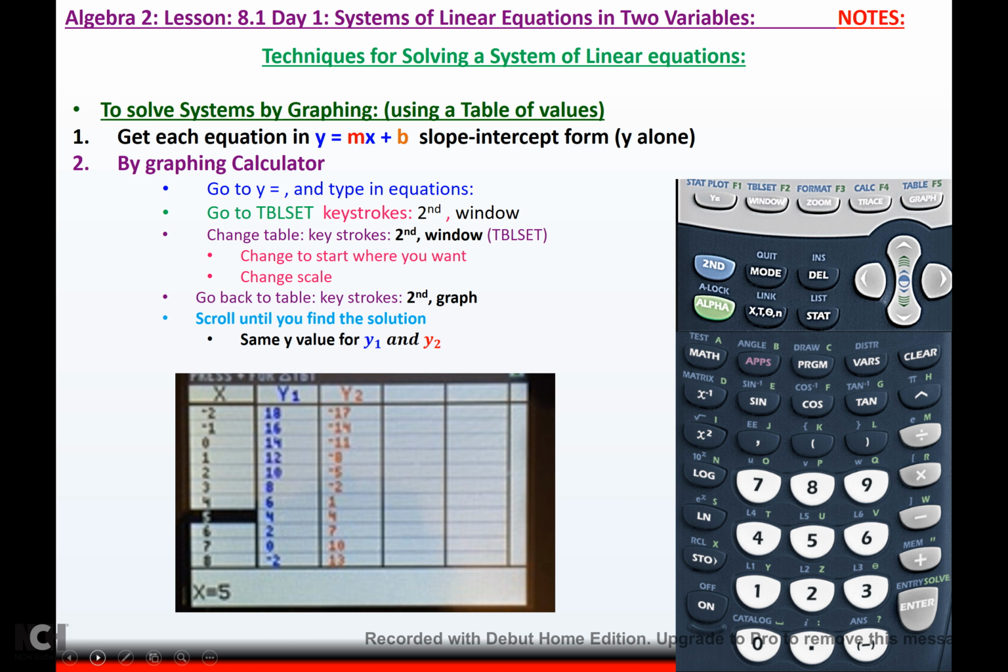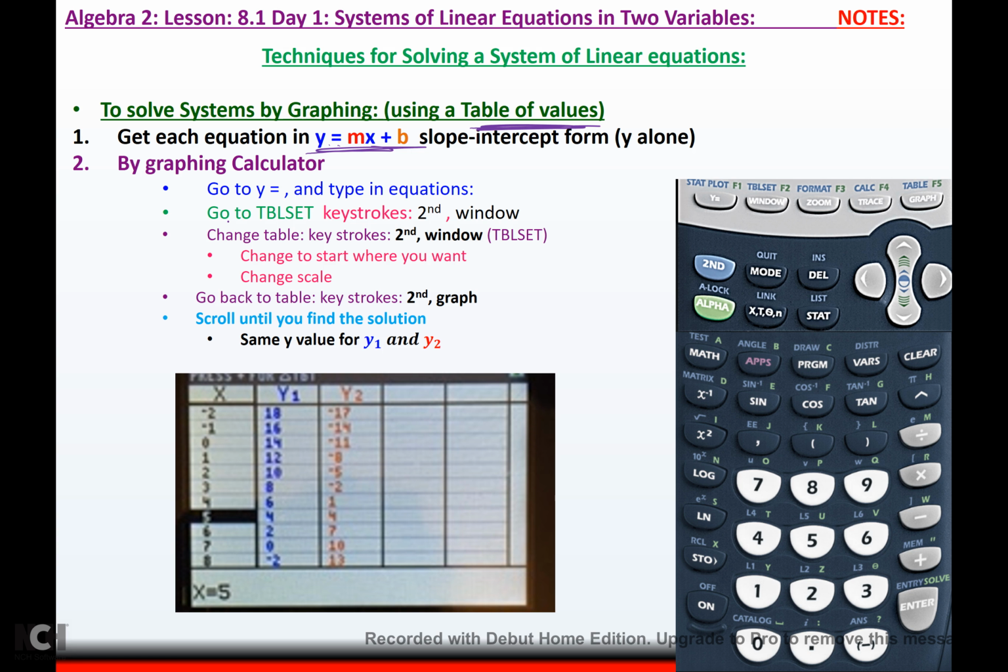Alright, the next thing we're going to talk about is using a table of values to solve a system of equations. You're going to do everything exactly the same way as if you were going to do it by graphing. You still have to get y alone, you still have to type it in the graphing calculator. The only difference is, instead of going to the graph, we're going to go to the table.